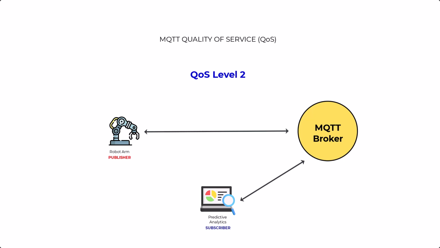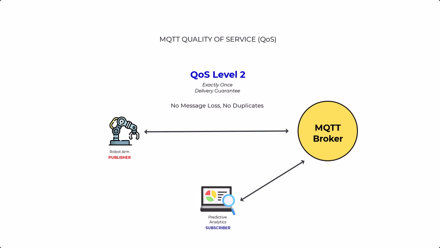Moving on to quality of service level 2. QoS 2 is the highest quality of service level in MQTT. It ensures that each message is received exactly once by the receiver, meaning no message loss and no duplicate deliveries. For example, when an MQTT client publishes a message to the broker with QoS 2, the broker responds with a publish received acknowledgement. This acknowledgement indicates that the broker has received the message but has not yet fully processed it.